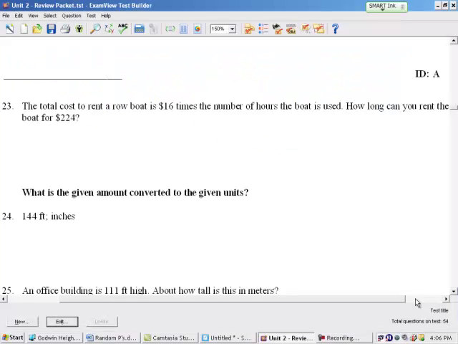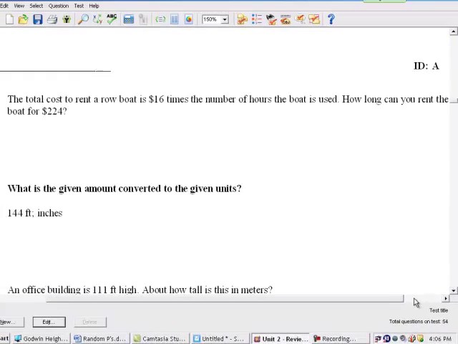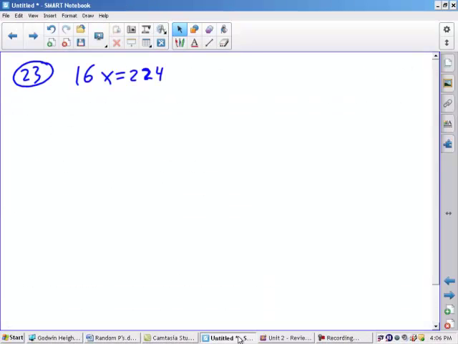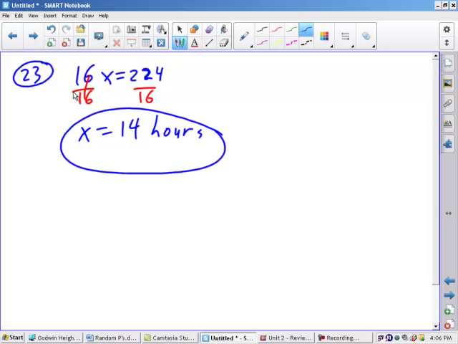23 says the total cost to rent a boat is $16 times the number of hours, X, we'll call the number of hours X, the boat is used. How long can you rent the boat for a total of $224? First of all, the equation 16X stands for $16 times the number of hours. The number of hours is X, equals 224. To solve it, very, very simple. Divide both sides by 16. Cross that out. You're left with X equals 14 hours. So you can use that boat for 14 hours.